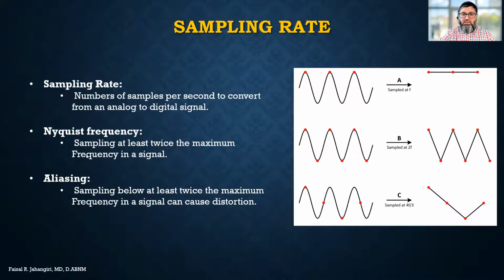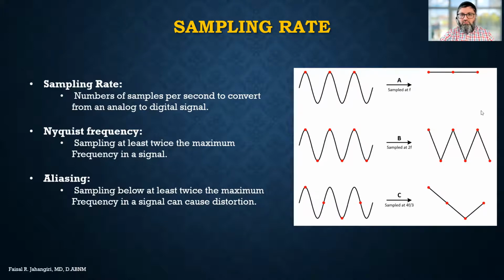Nyquist frequency means sampling at least twice the maximum frequency in the signal. So the Nyquist frequency is a minimum rate, and we can go higher than that. You have multiple frequencies in the signal when we are recording, so the sampling should be a minimum of twice the highest frequency in the signal. If you're sampling below that, it will cause distortion of the original signal, which is known as aliasing.